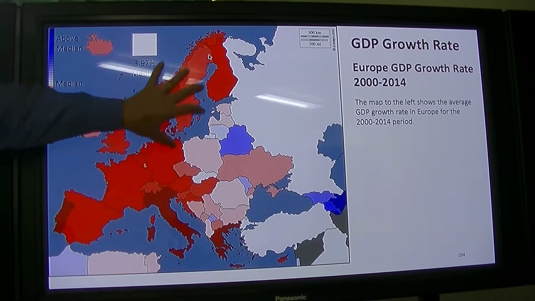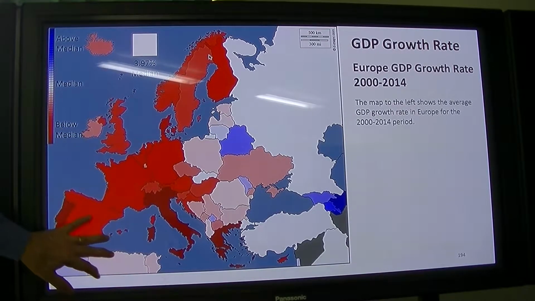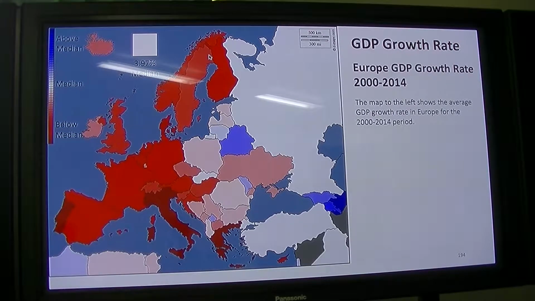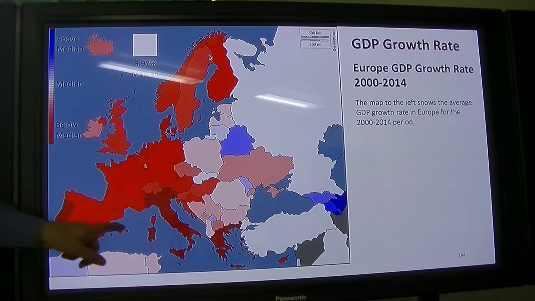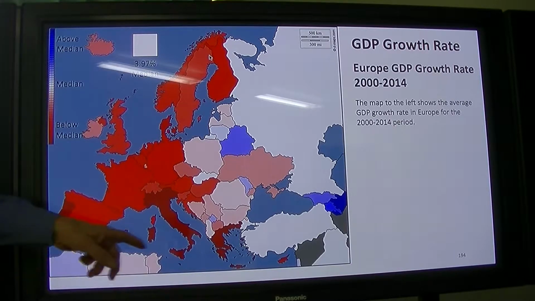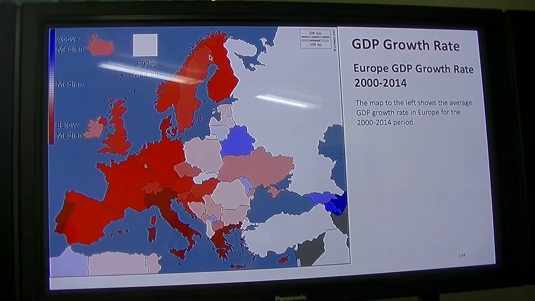One of the things that you'll notice, most of these countries are in the Eurozone. This is also the Eurozone. These countries have performed very, very poorly, and in fact, you can see Southern Europe, what are called the PIGS, including Portugal, Italy, Greece, and Spain. These countries in particular have done very, very poorly.